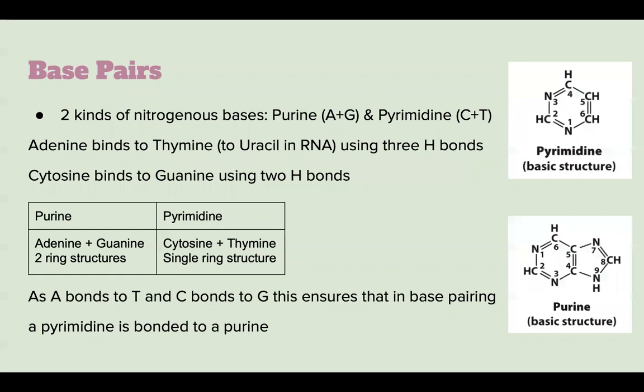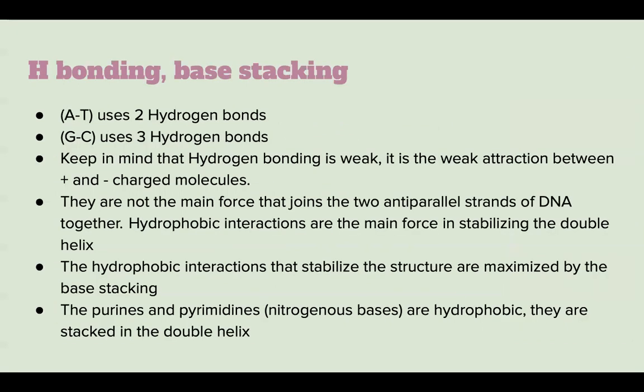Adenine always binds to thymine using 3 hydrogen bonds, and cytosine always binds to guanine using 2 hydrogen bonds. Keep in mind, hydrogen bonding is weak. It's the weak attraction between the positive and negatively charged molecules, and it is not the main force that joins the two strands together. Hydrophobic interactions are going to be the main force stabilizing the helix.